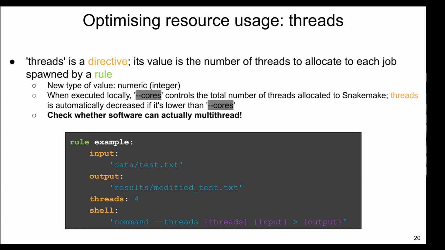It's a bit different when it's run locally, but we're not going to go too much into this. Two important things about threads. First, check whether your software can actually multi-thread. Just because you give more CPUs or more threads to the software doesn't mean it will be able to use them. Some packages run on a single thread or single core, and Snakemake won't be able to force a software to run in multi-threaded mode. And don't forget to actually assign them in the command. Usually you have a dash dash threads parameter or cores or something like this.